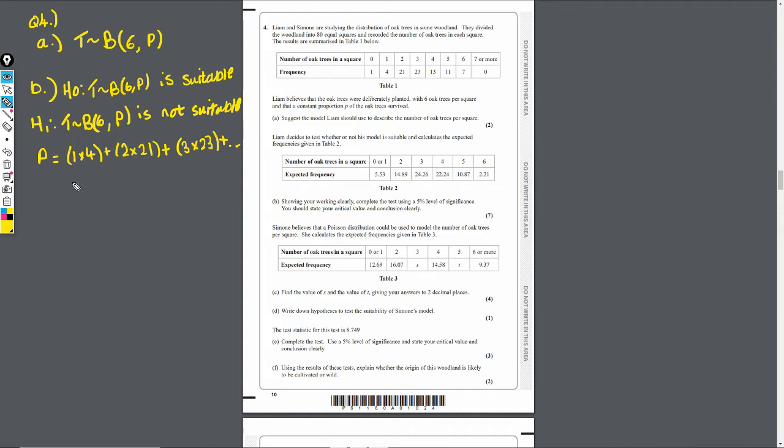That will be my numerator. For my denominator, Liam thinks that there's 6 oak trees per square, and that it's 80 equal squares. So my denominator will just be 6 times 80, which will be 480. My denominator is much easier. Okay, so for p, my numerator sums to 264, and my denominator is 480. If you calculate this, you get 0.55.